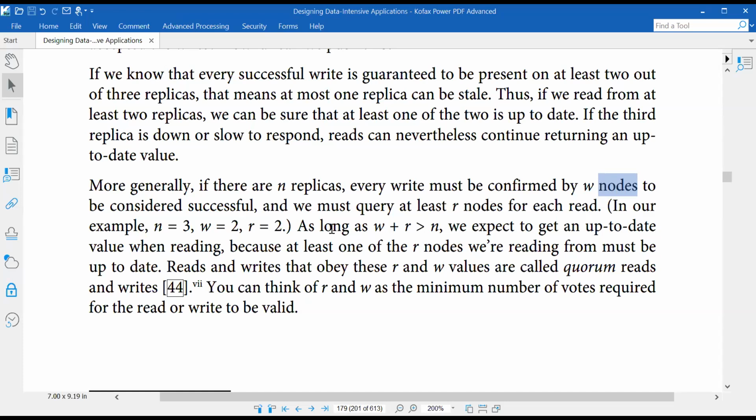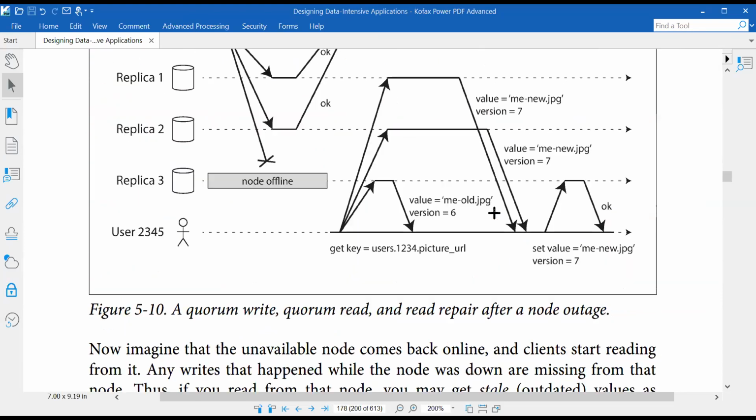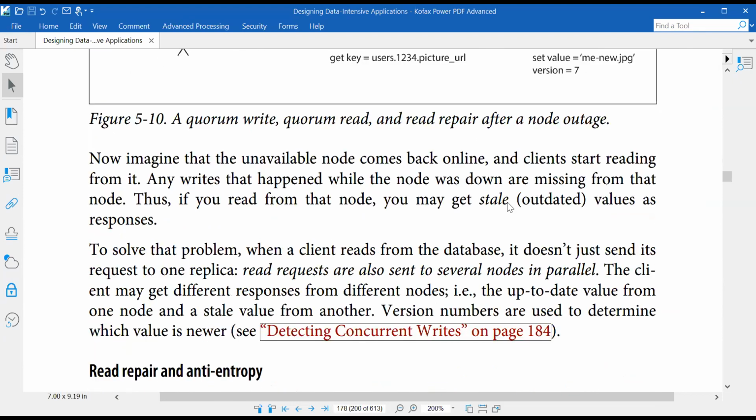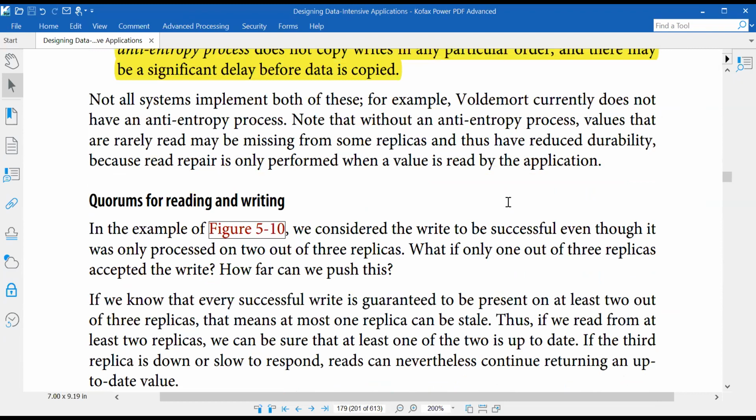So 2 plus 2 is 4, which is greater than 3. That means if 2 nodes are for reads and 2 for writes, and you have only 3 replicas, one of them will be common to both read and write. Out of 3 replicas, you have 2 for read and 2 for write, so one is common.